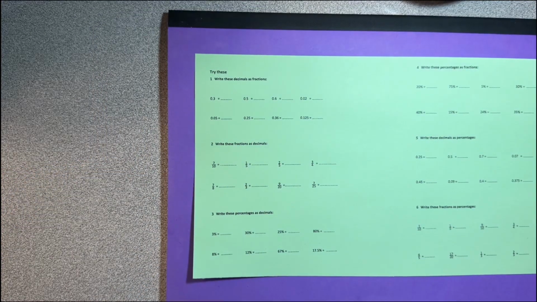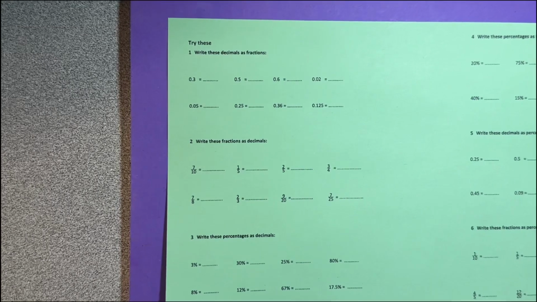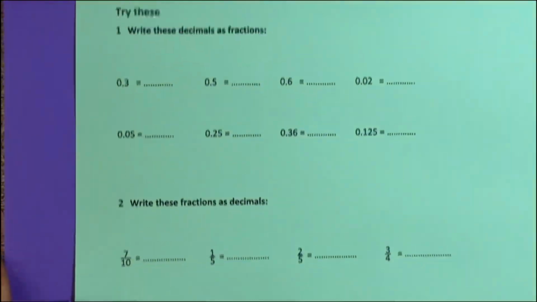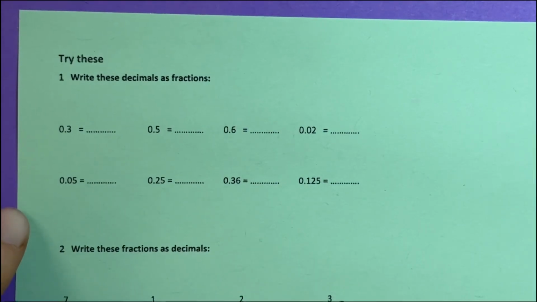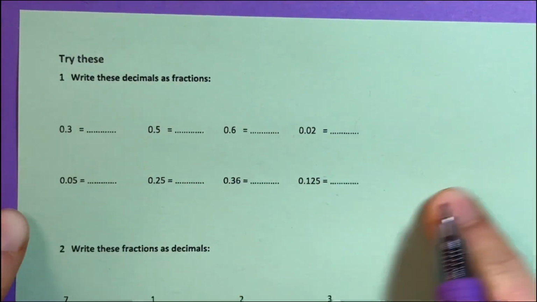Let's see if I can zoom in. Yeah, I can. It's a little dodgy. Okay, we're gonna start on this section. So write these decimals as fractions. You guys can pause this, or your sub can pause this as much as needed. I'm gonna show an example, and then you guys can pause it, working through them on your own. And when you're ready to come back, I'm gonna do the rest of them.